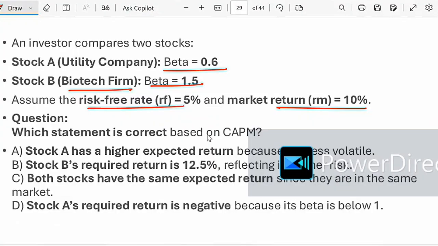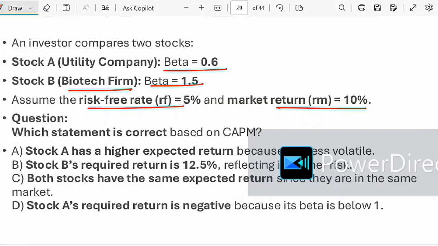CAPM answers: if I take more risk, how much more return should I expect? Option A: stock A has higher expected return because it is less volatile. Option B: stock B required return is 12.5%. Option C: both have the same return. Option D: stock A required return is negative. So can you calculate the rate of return? Just apply the formula.